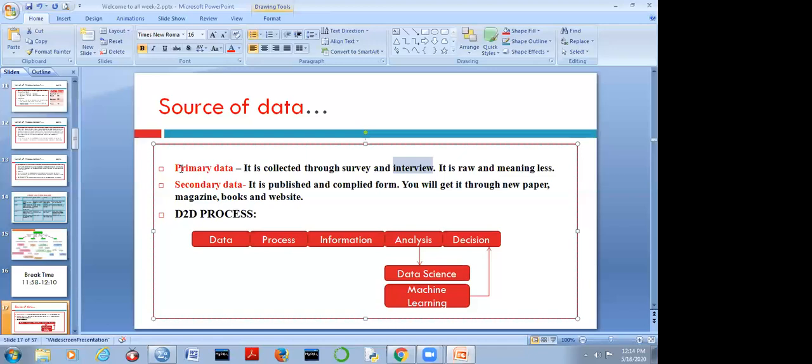And when you collect the primary data, it is raw and meaningless. You have just collected it right now. You will not come to a conclusion. We will analyze the data now, and then we come to the conclusion.